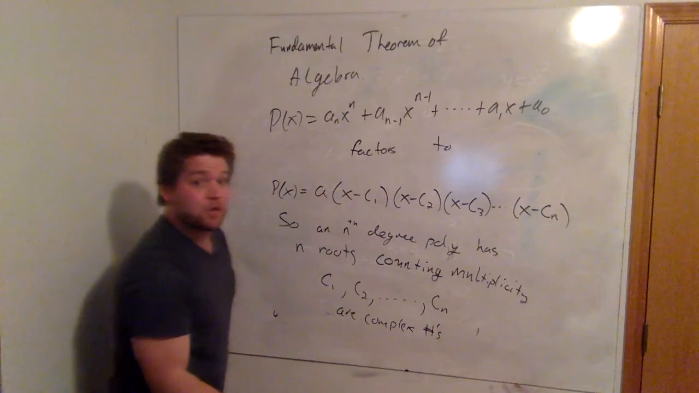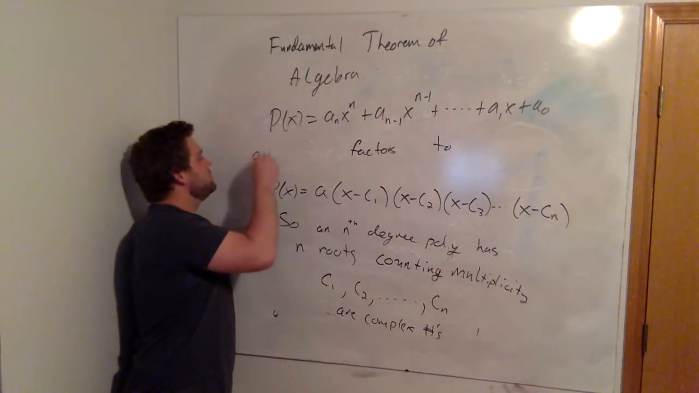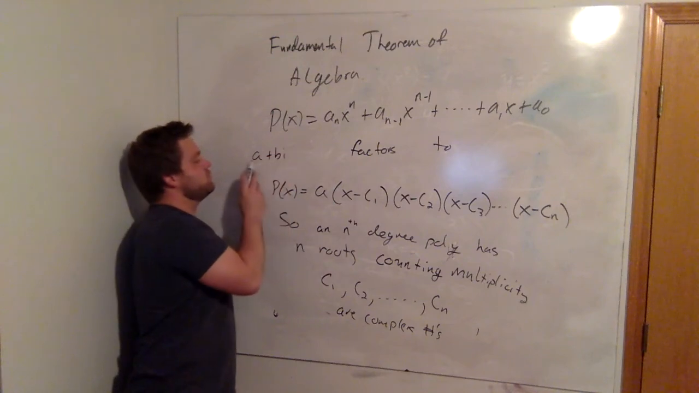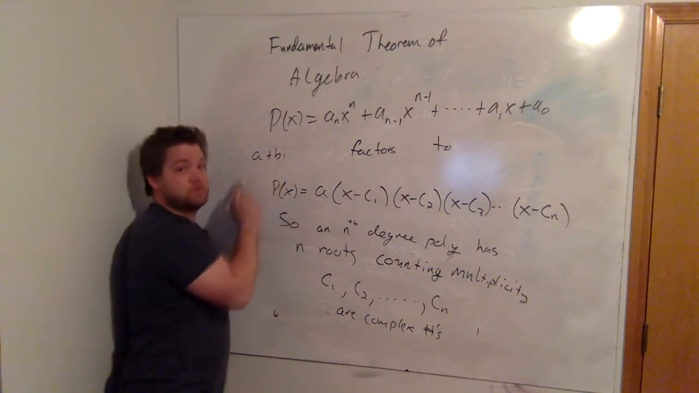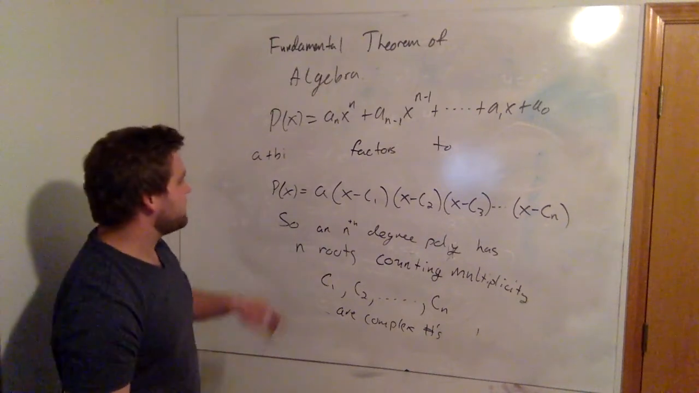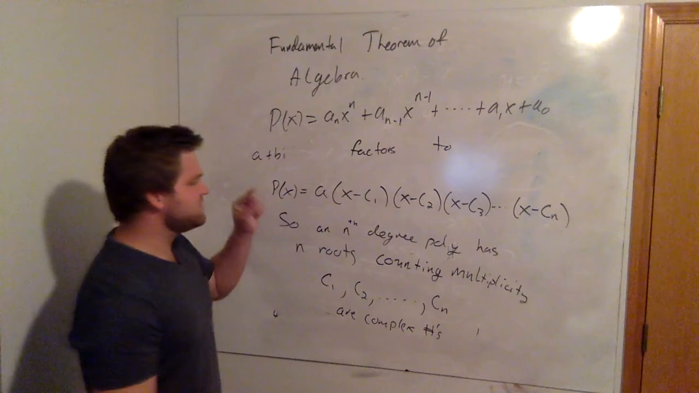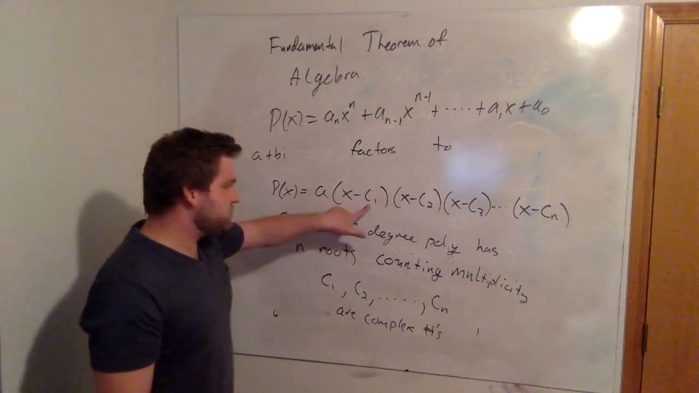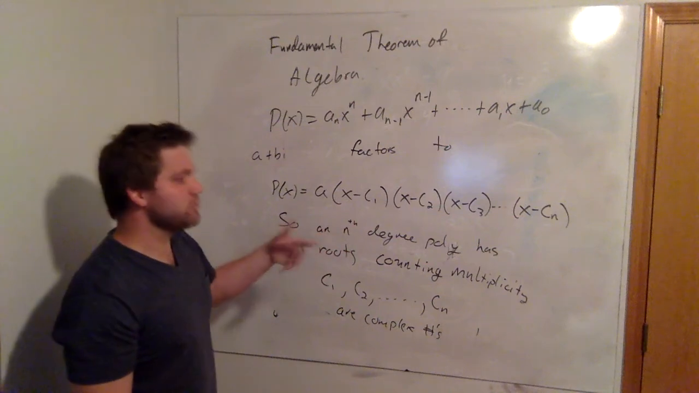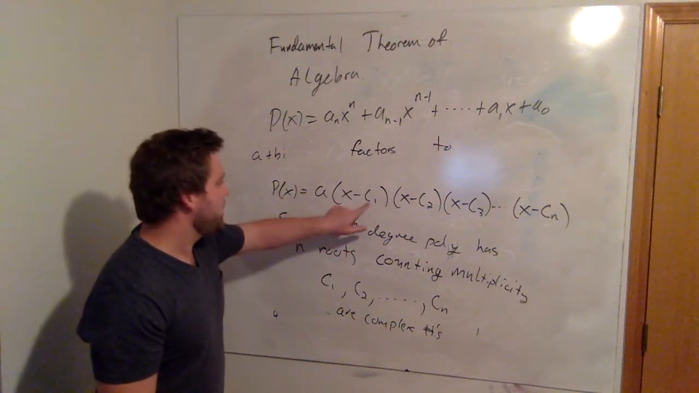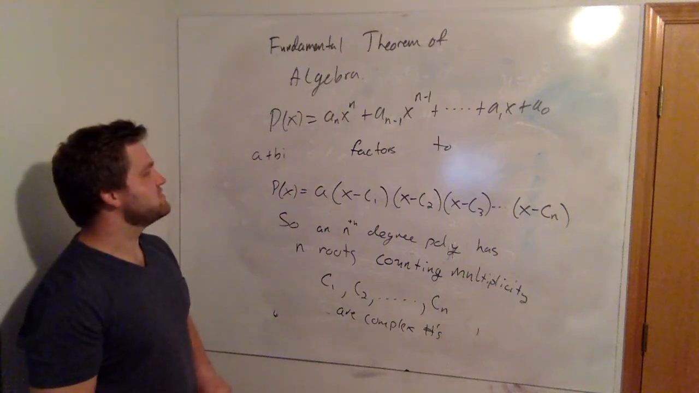Remember, every real number is also a complex number. Any complex number is in the form a plus bi, and a real number just has its imaginary part as 0. So this is saying that I can factor an nth degree polynomial into n linear factors, which means it'll have n roots. These could be complex numbers. They could also be real numbers, but a real number is a complex number. And if I count multiplicity, this is what the fundamental theorem of algebra says.